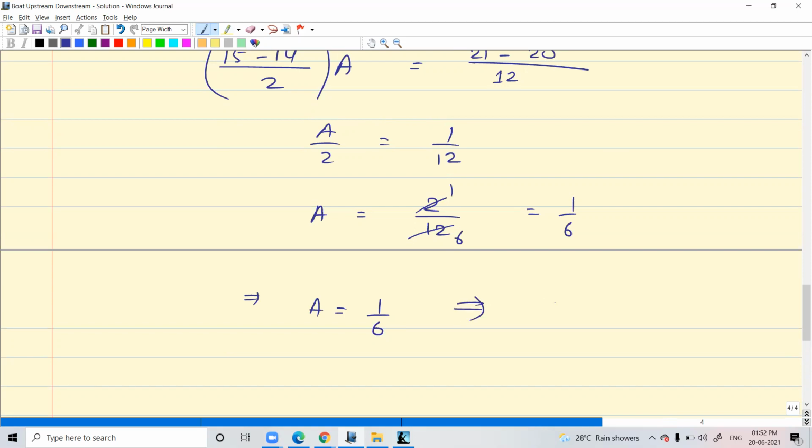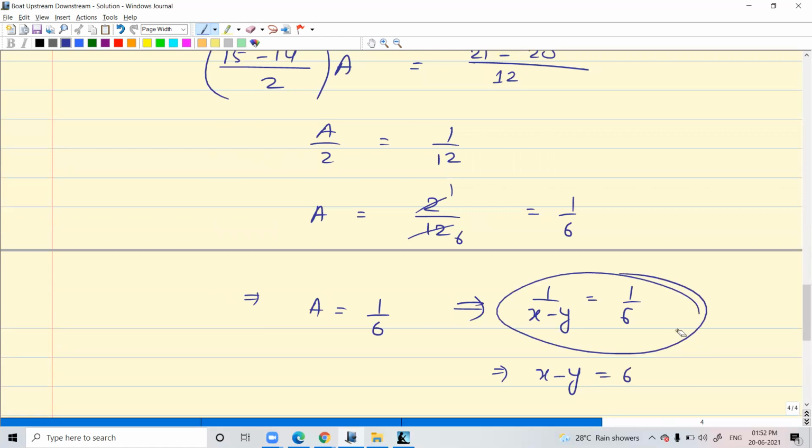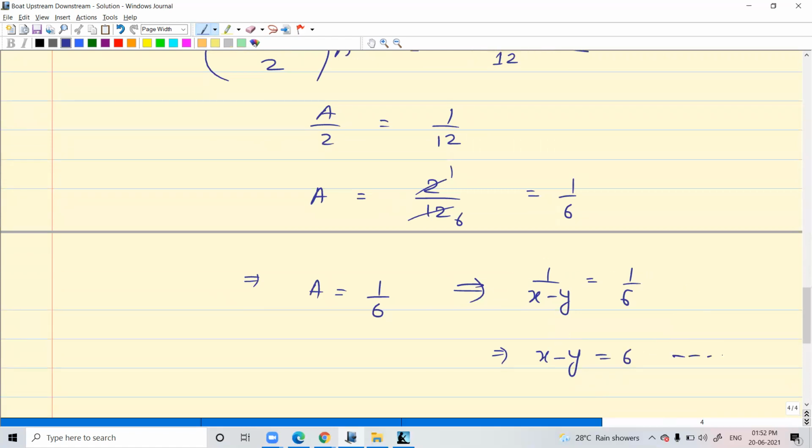Okay, now if a is 1 by 6, then we know that 1 by x minus y is equal to 1 by 6. So what does it imply? x minus y is equal to 6. Now, we can take the reciprocal of this, and x minus y will become equal to 6. So let's give it a name, equation 5.